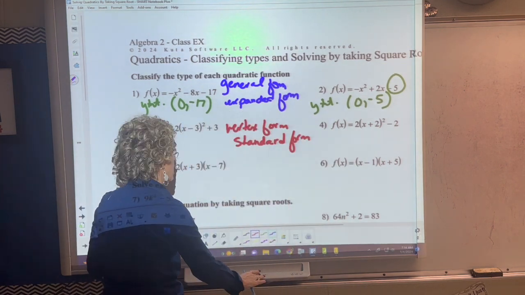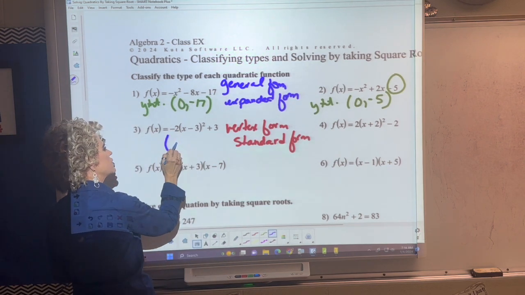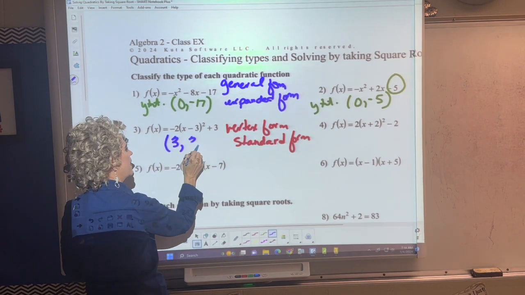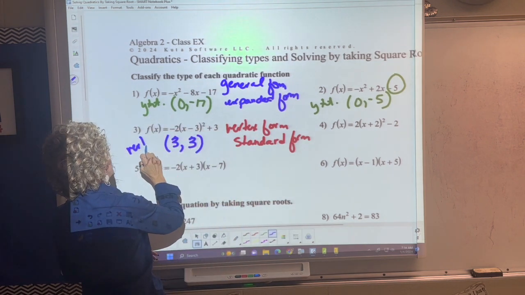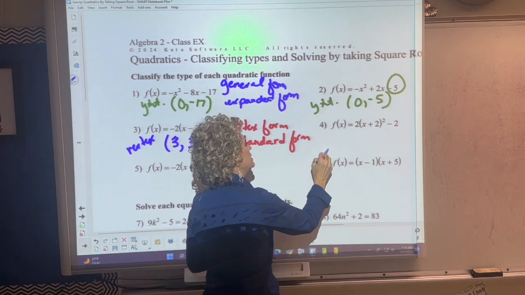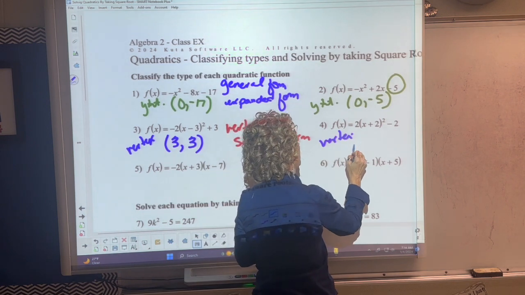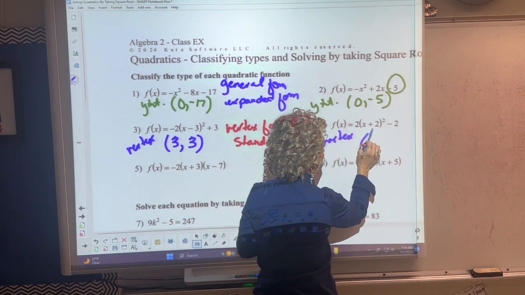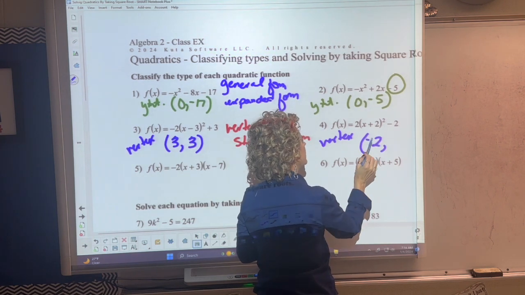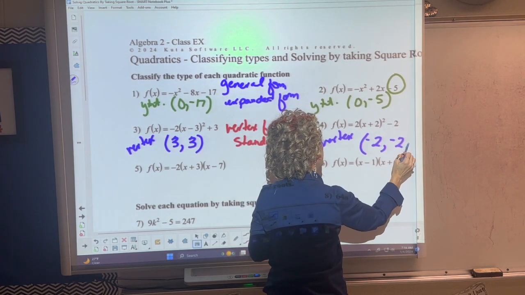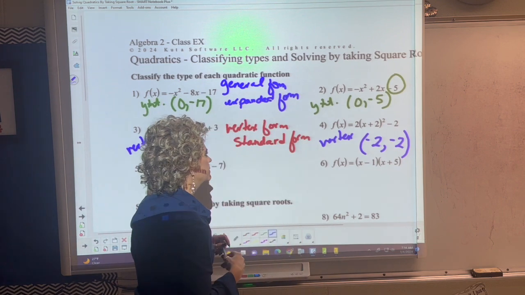The vertex on here, right here, H is a +3, K is a +3, okay? This is my vertex on number 3. My vertex on number 4, okay, my H right here, in order to see a +2, it has to be a -2, and K is exactly how it appears, -2. So (-2, -2).